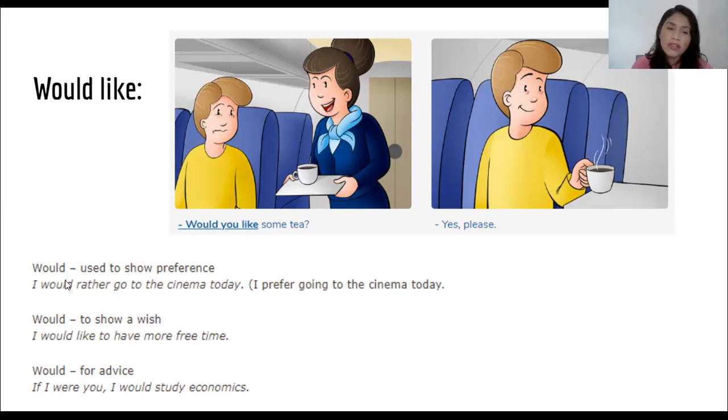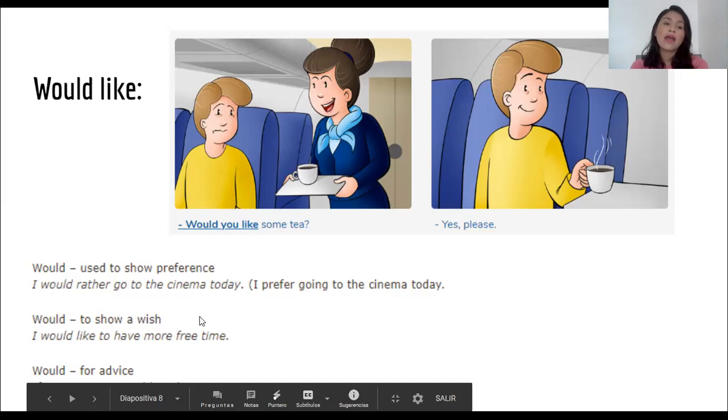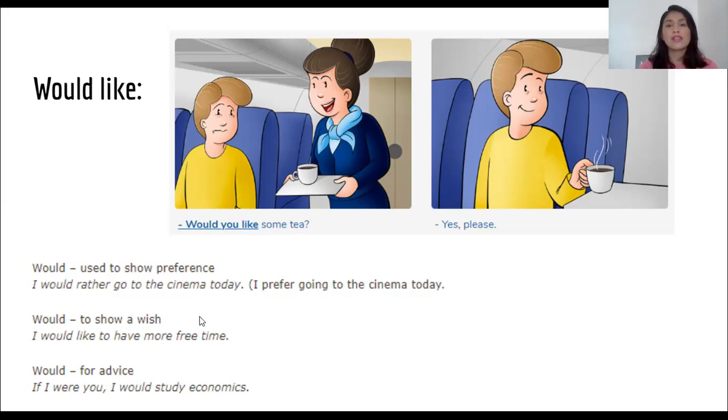So would is used to show preference. I would rather go to the cinema, which means that I prefer going there. Would to show a wish. I would like to have more free time, which is something, as I told you, to express something that you want, to show a wish. Or for advice, if I were you, I would study economics. But we're focusing more on the wish because we're gonna be working with would like. I just posted these three different uses of would because I wanted you to see the different uses for this word. Okay, questions about this topic?